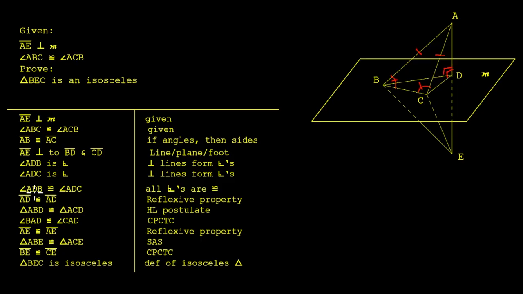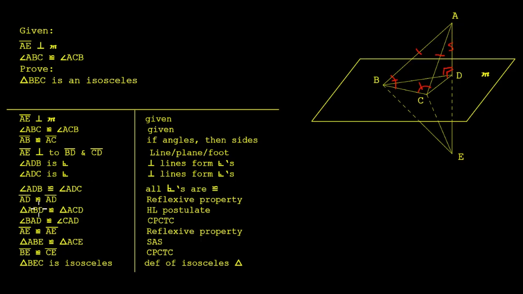From there, angle ADB is congruent to angle ADC because all right angles are congruent. From there, AD is congruent to AD, reflexive property. So any segment is congruent to itself. Then triangle ABD and triangle ACD are congruent, HL postulate. So you can see we have right angles here and here. And then we have a hypotenuse and a leg, hypotenuse and a leg on each of these triangles.